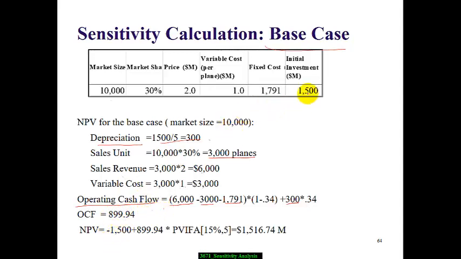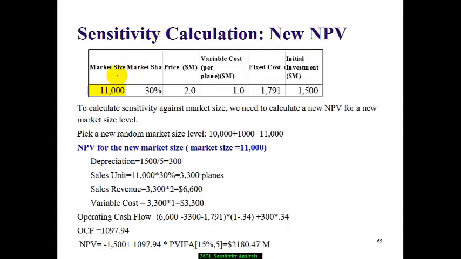The initial outflow is 1,500, with a 5-year term at 15%. We get the net present value for this base case as $16 million. That's a standard capital budgeting question. Next, we're going to find out the sensitivity of the net present value to this market size. We want to find out the net present value with the market size at a different level. We can pick any number, as long as it is not the original 10,000. So we're just going to pick 11,000, going up by 1,000.